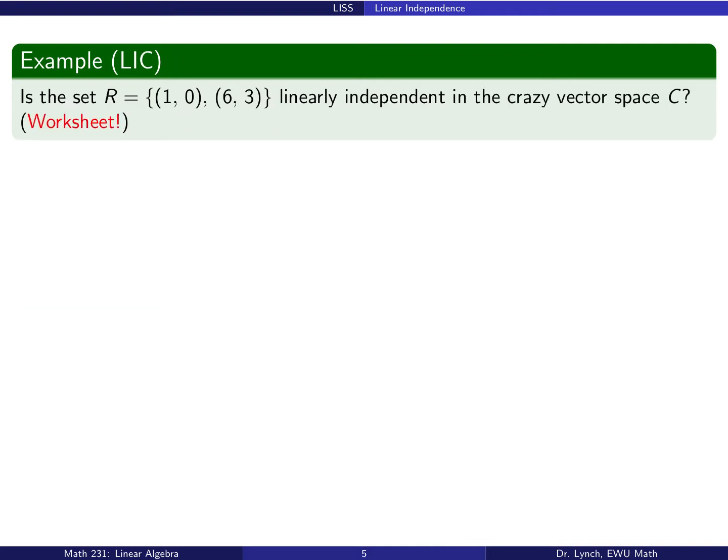And okay, so here's an example for you to work on. I hope you remember the crazy vector space C, where we have unusual definitions of vector addition and scalar multiplication. So I'll go ahead and have you investigate whether 1063 is linearly independent in the crazy vector space.